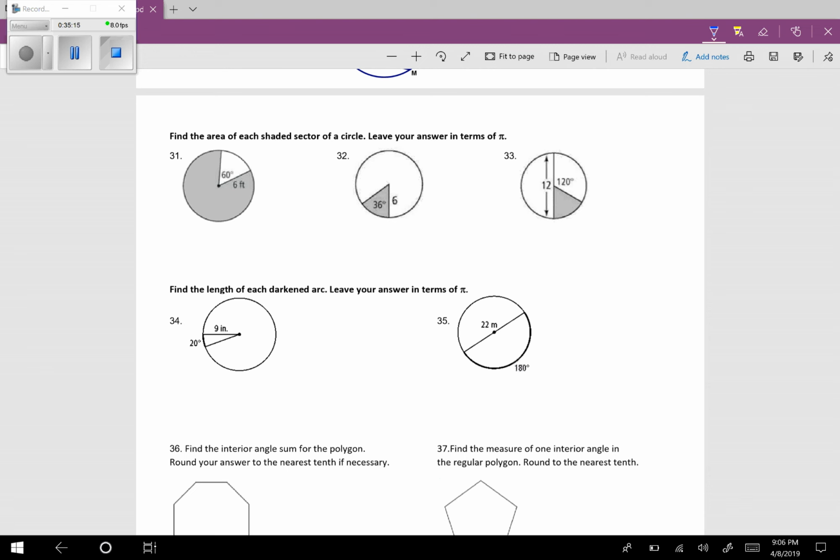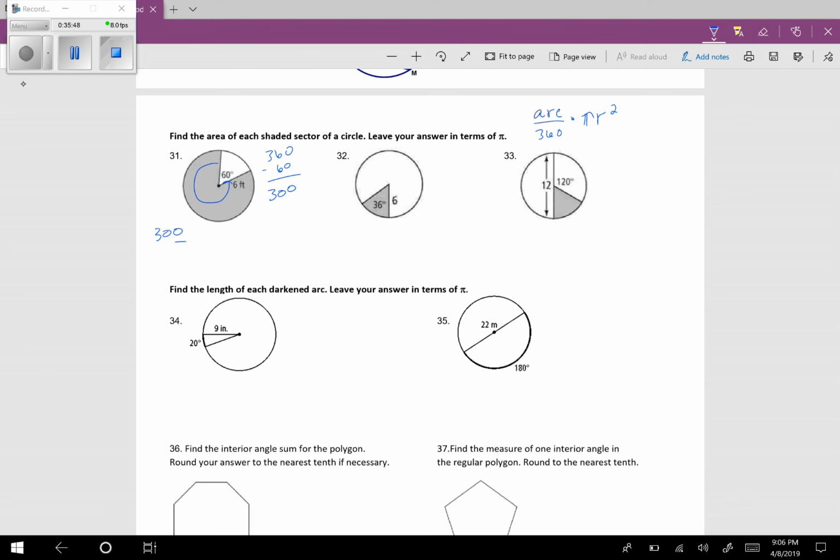Okay, so area of a sector. It's the arc out of 360 times pi r squared. That's your formula for area of a sector. Now we're finding the shaded portion. Okay, number 31. We need to figure out how many degrees that whole shaded portion is. The entire circle is 360. Take away the unshaded part, which is 60. It's 300. So you have 300 degrees.